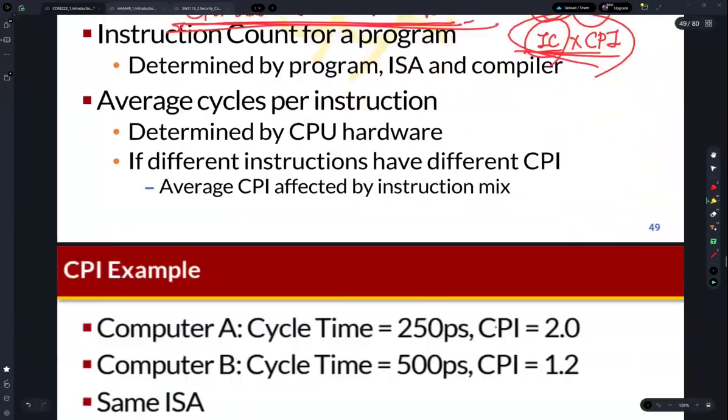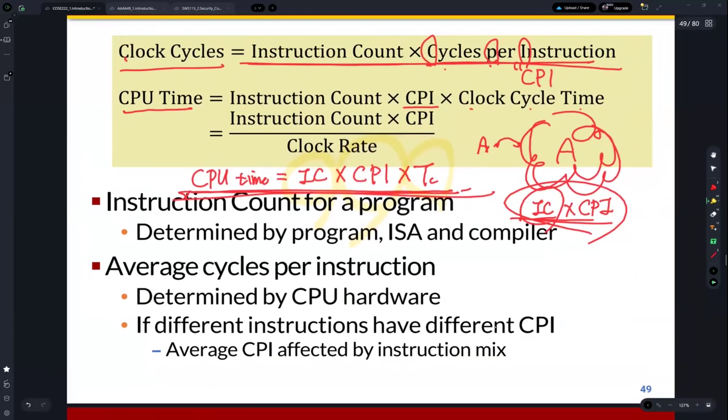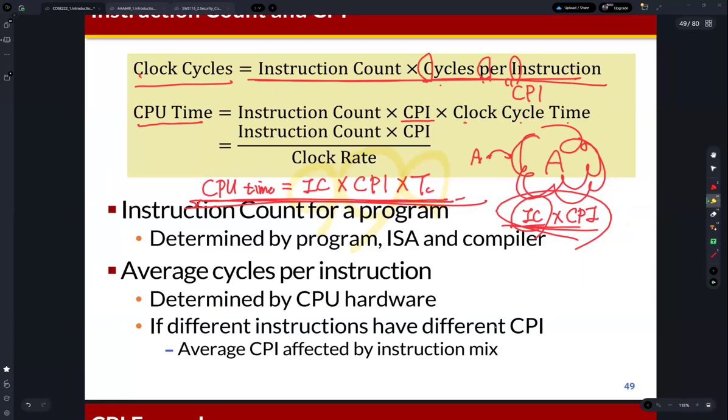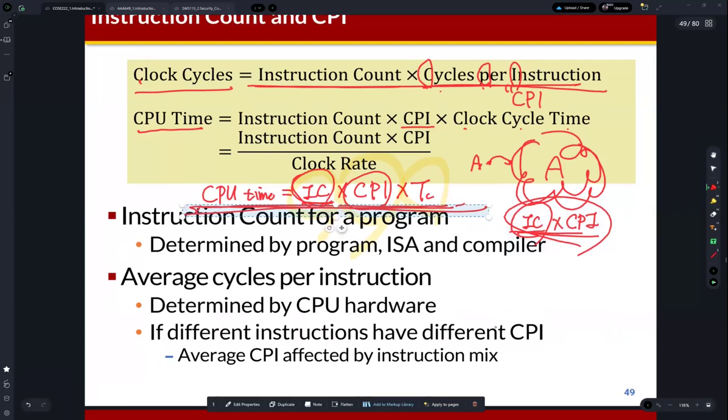In a computer system, the instruction count, the CPI, and the clock period are influenced by different components.